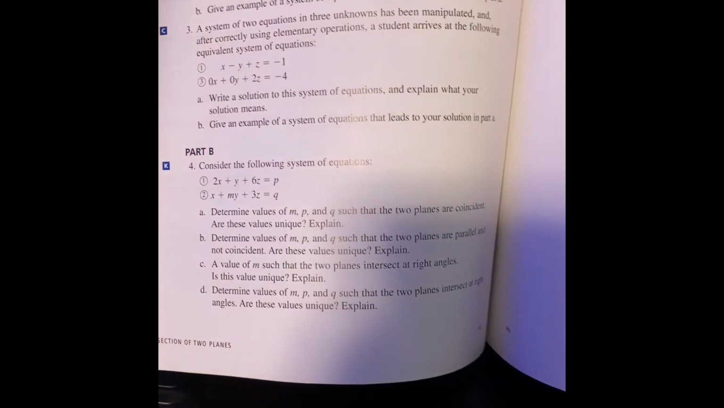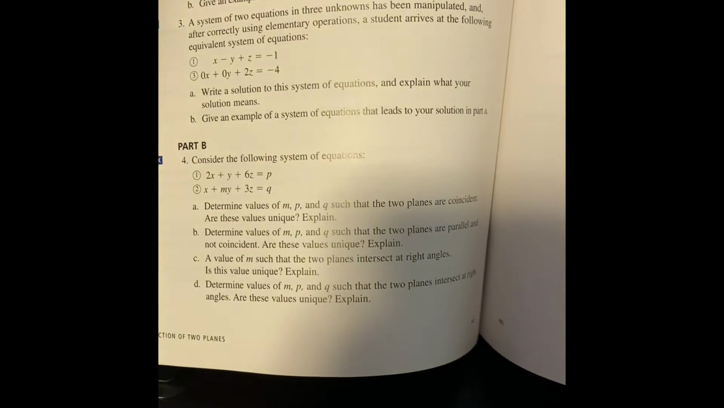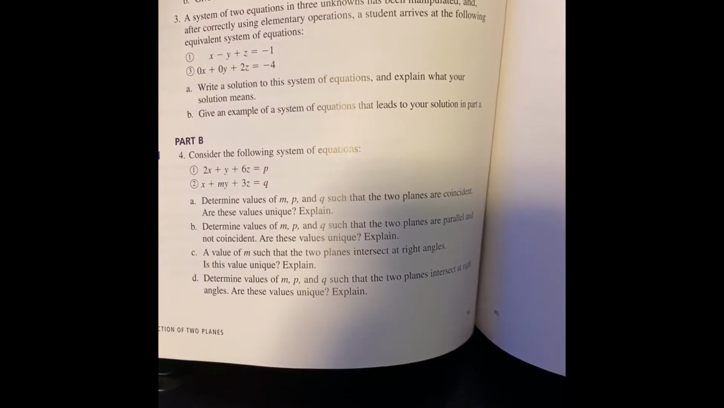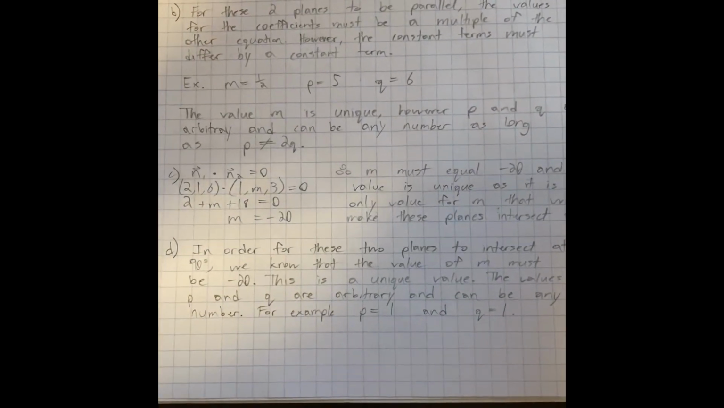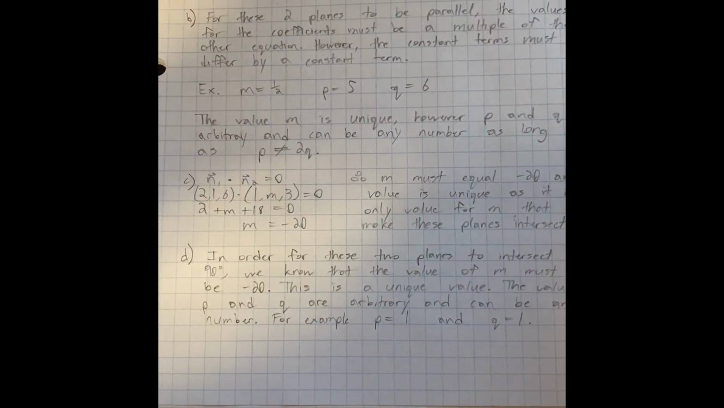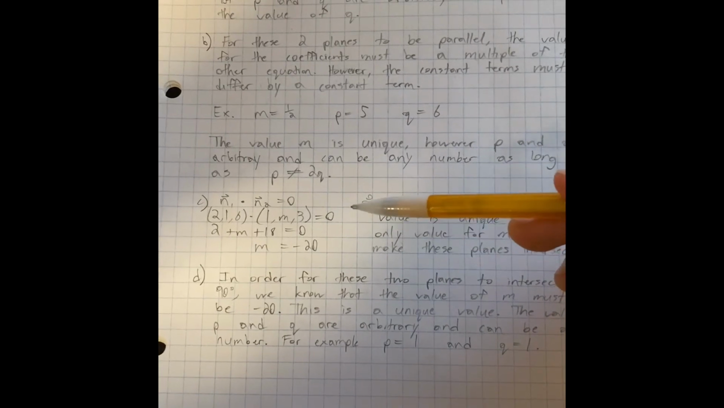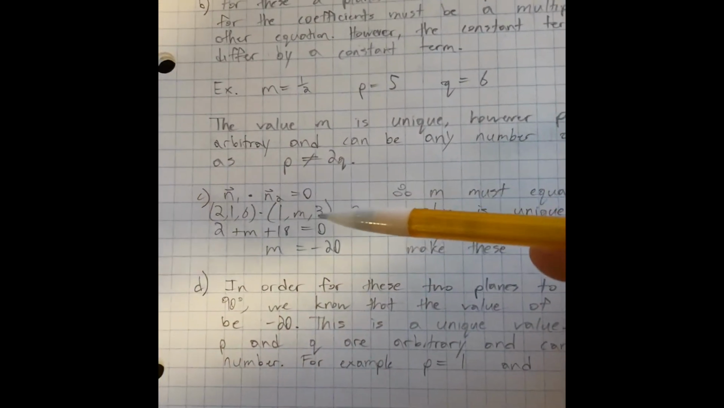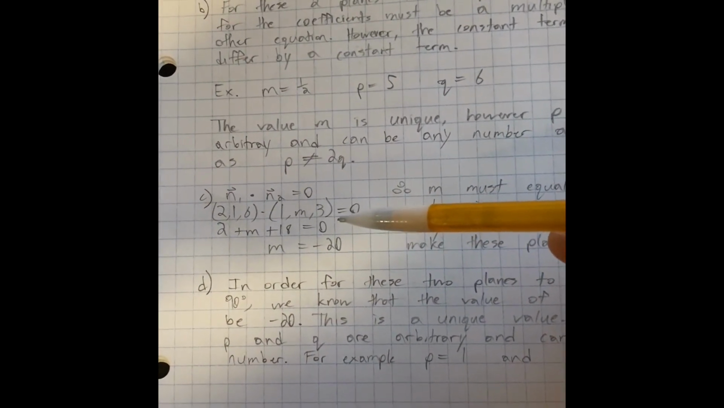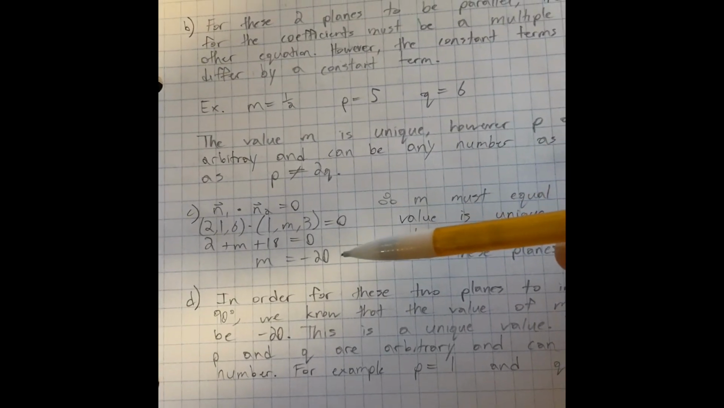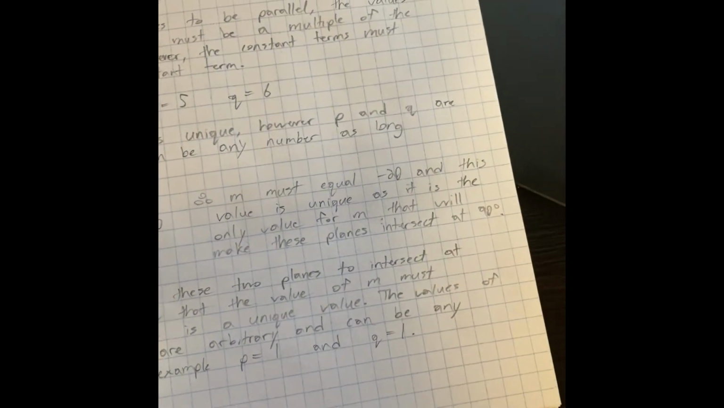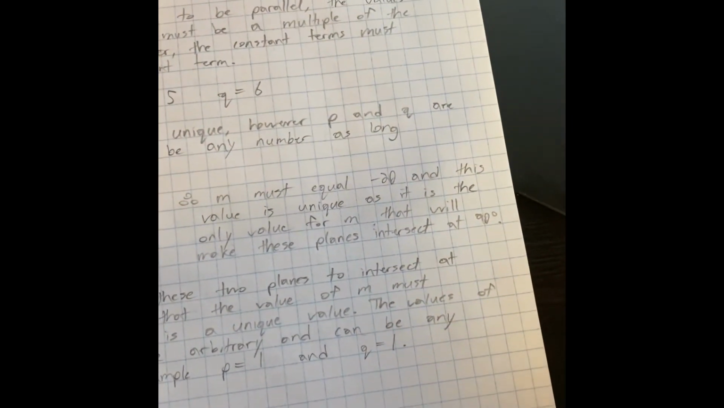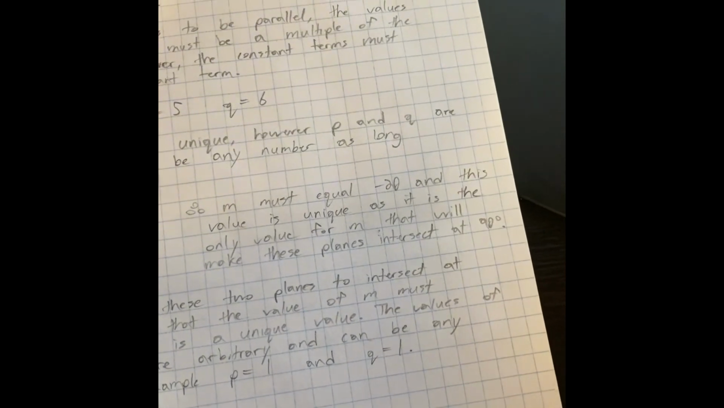Part C says determine a value of m such that the two planes intersect at right angles. Is this value unique? Explain. So in order for these two planes to intersect at a right angle, their dot product must equal 0. So taking the normals of both planes, we can see that their dot product is 2 plus m plus 18, and when we isolate for m, we get negative 20. So therefore, m must be equal to negative 20, and this value is unique as it is the only value for m that will make these two planes intersect at 90 degrees.